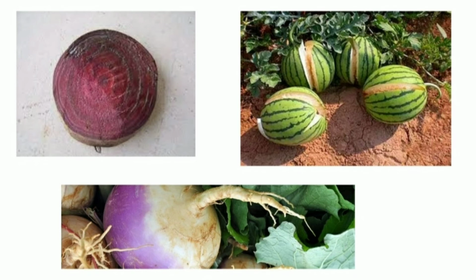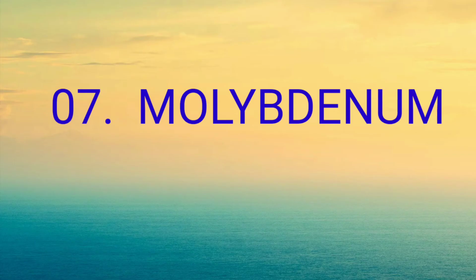So these are the boron deficiency characters identified in the diagram. Heart rot disease of beetroot and turnip. The cracks are formed on the fruits of the watermelon due to boron deficiency. So this is a big loss to the farmers.